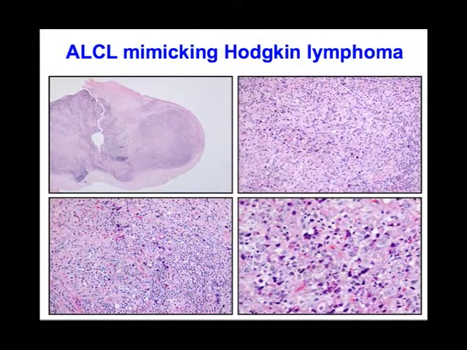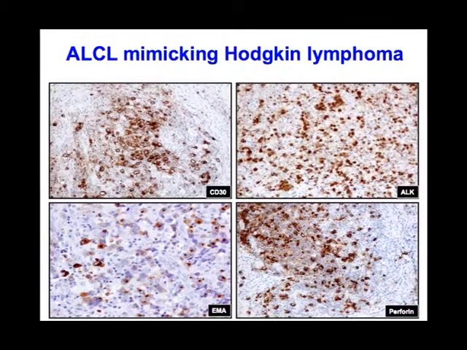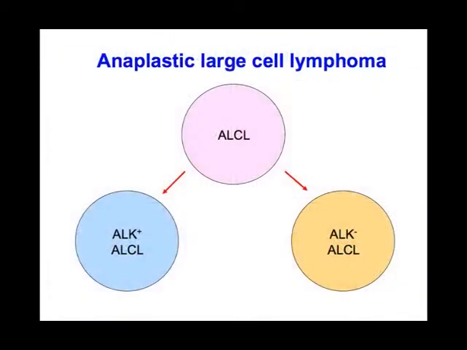Here's a case from a series that Georges Delsol and others published, where if one looked at that down the microscope, you'd think that was classic Hodgkin lymphoma. But in fact, when you look at it, it does have a few inflammatory cells, and it is kind of tricky, but in fact, it's ALK positive, EMA positive, and cytotoxic molecule positive. So some of these cases can mimic Hodgkin lymphoma, which is why immunohistochemistry is so important.